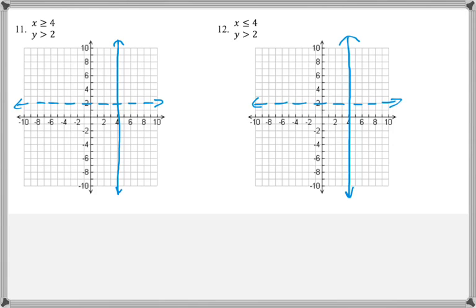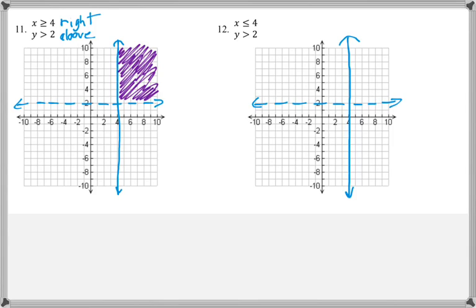So x greater than or equal to 4 means to the right of 4. And then y greater than 2 means above 2. So this needs to be to the right of the vertical line and above the horizontal line. So it's going to be this region.